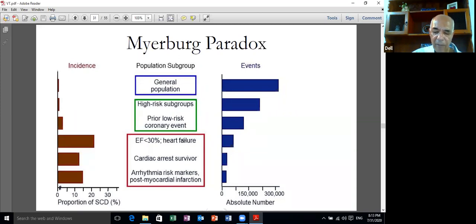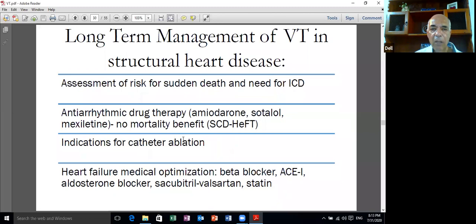of Miami University. Now, the long-term treatment of ventricular tachycardia with structural heart disease, we said that.